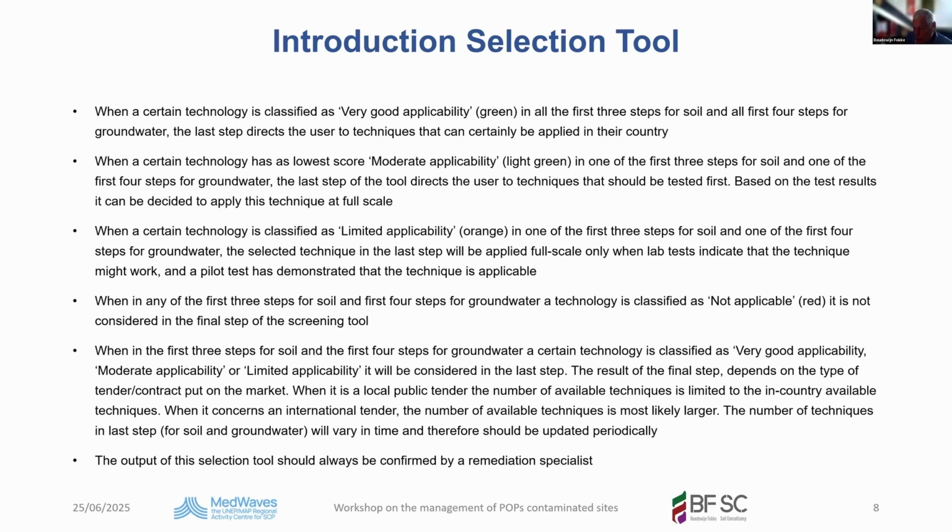When in the first steps of soil and the first 4 steps of groundwater, a certain technology is classified as very good applicable, moderately applicable, the question is, what innovative techniques are used to remediate soil and groundwater, and of what components? So I intervene. Yeah. The question is what techniques are used to control, like nanotechnology. So if you have any examples of nanotechnologies to control the POPs.